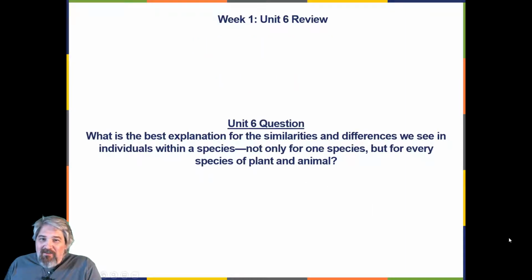So remember our unit question, remember from way back ago, our Unit 6 question was, what is the best explanation for the similarities and differences we see in individuals within a species, not only for one species, but for every species of plant and animal?